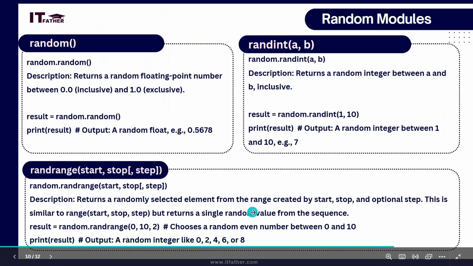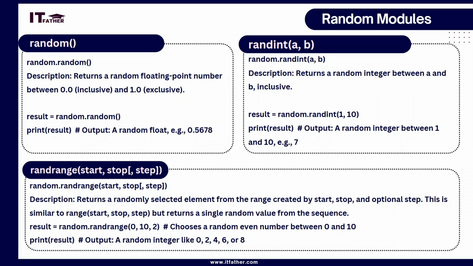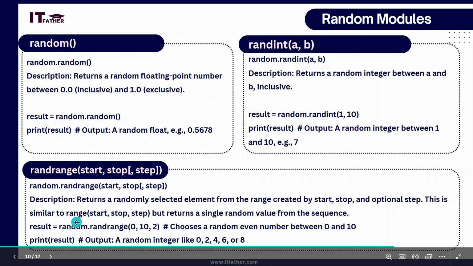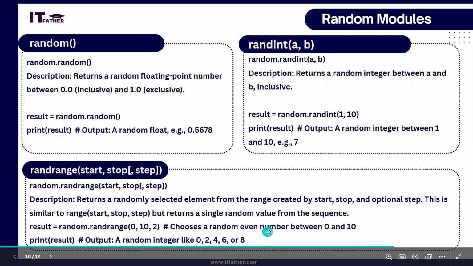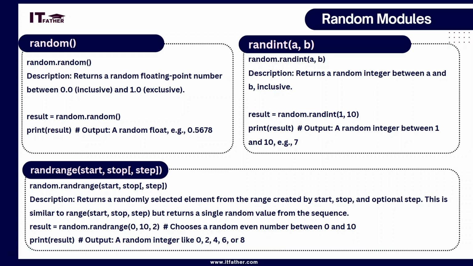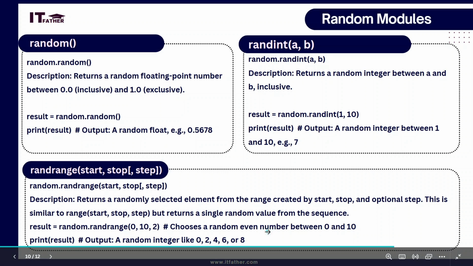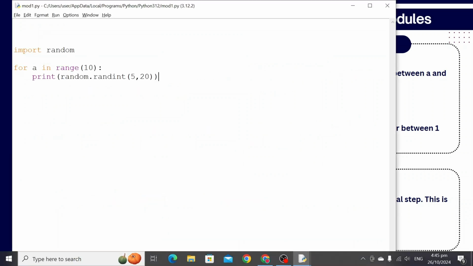Now next function we have is randrange, with start, stop and step. It returns a randomly selected element from the range created by start, stop and optional step. This is similar to range, right? So whenever it creates a random number, it will pick from a range of numbers in the gap of 2. This is also a very interesting function, random dot randrange.